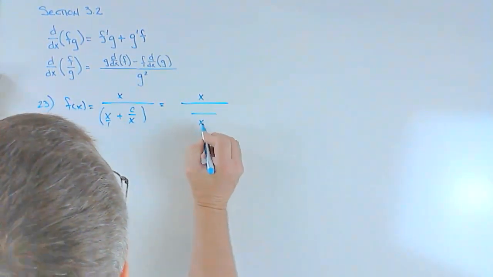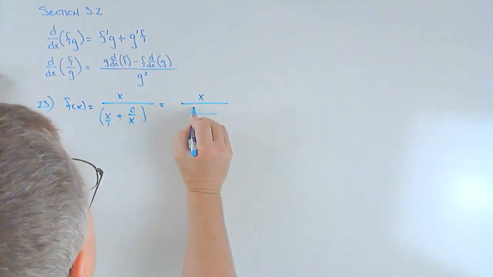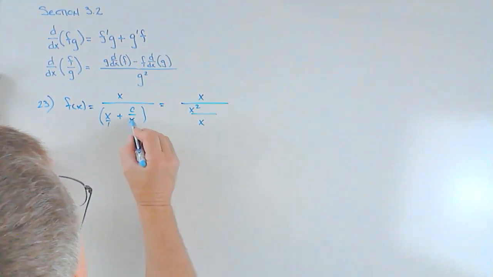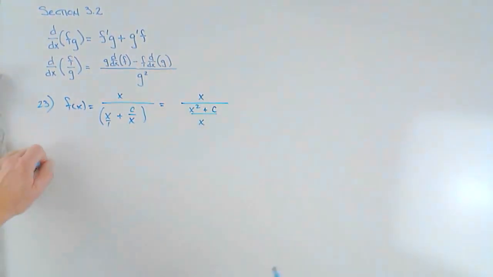So we'll have an x. This is 1. 1 times x is x. X times x gives us an x squared. X goes into x 1 time. 1 times c is c. So we're left with x divided by x squared plus c divided by x.